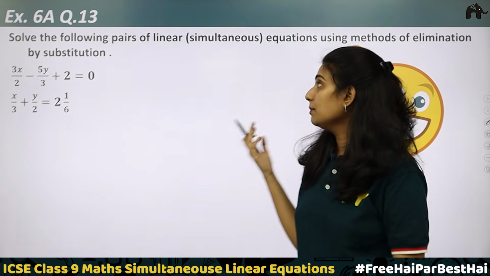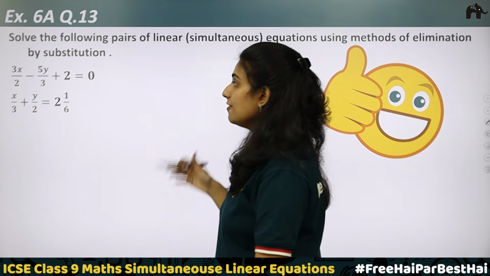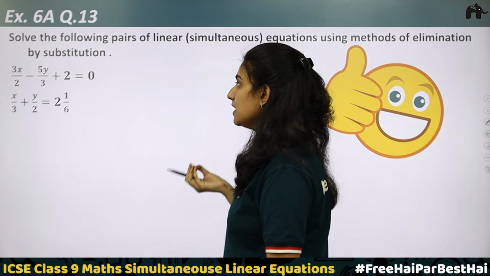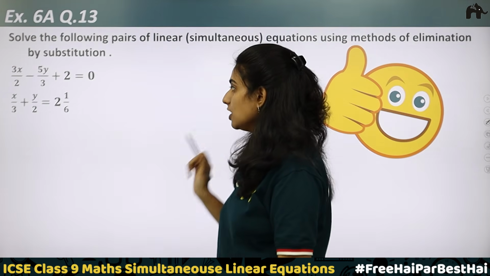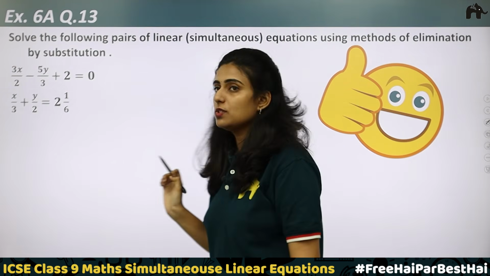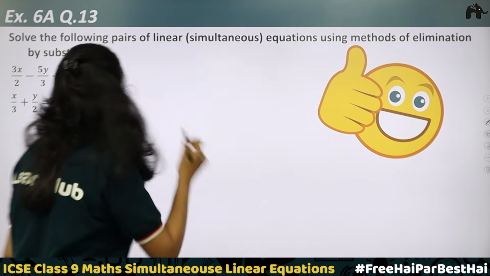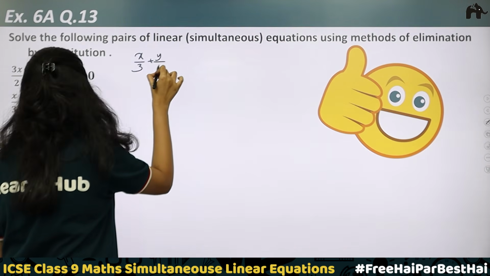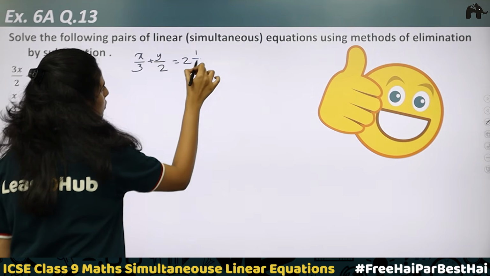Clear? Question number 13 of exercise 6a. First equation, 3x divided by 2 minus 5y by 3 plus 2 is equal to 0. Second equation, x by 3 plus y by 2 is equal to 2 1 by 6. Now, take the second equation, x by 3 plus y by 2 is equal to 2 1 by 6.